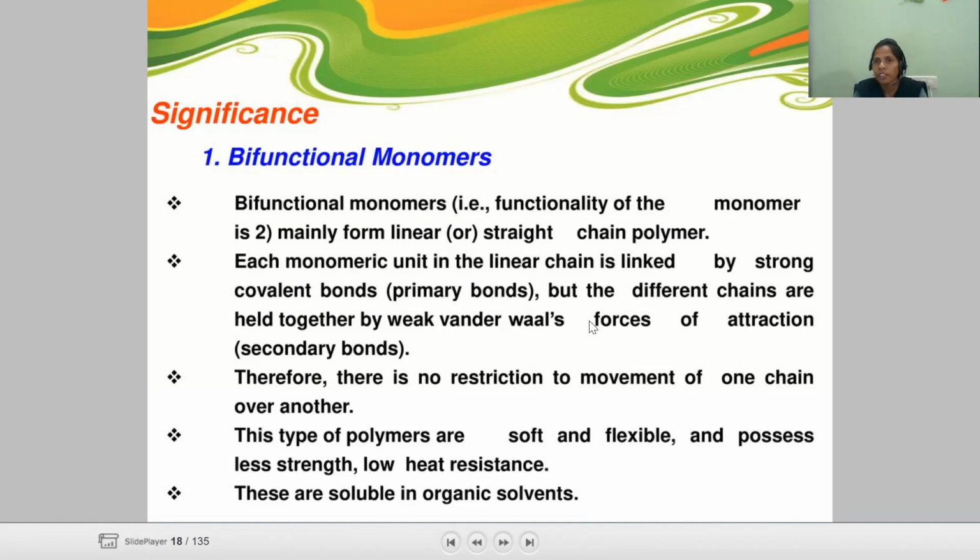So if both are ethylenes, when the two ethylenes are joining with each other, the final product that forms has a strong covalent bond. But if one monomer is ethylene and another one is propylene, and these two bond with each other, the product does not have a strong covalent bond; it has weak van der Waals forces. Therefore, there is no restriction to the movement of one chain over another. So this type of polymer is soft and flexible, and possesses less strength and low heat resistance. And these are soluble in organic solvents.